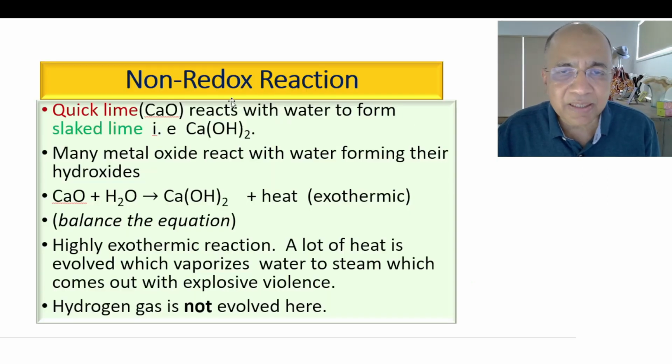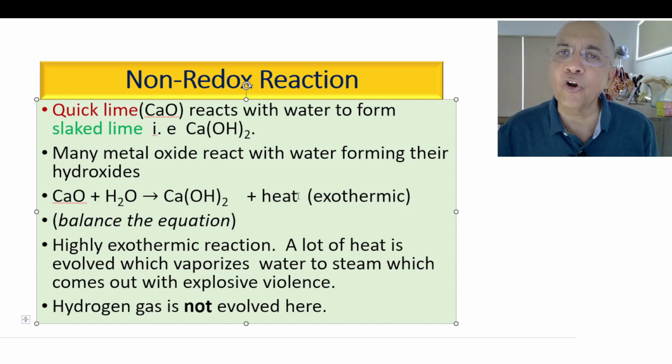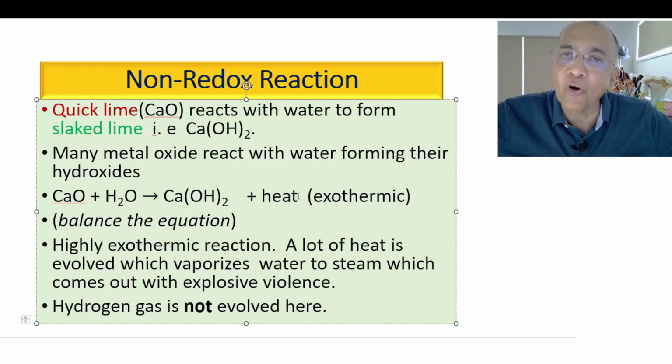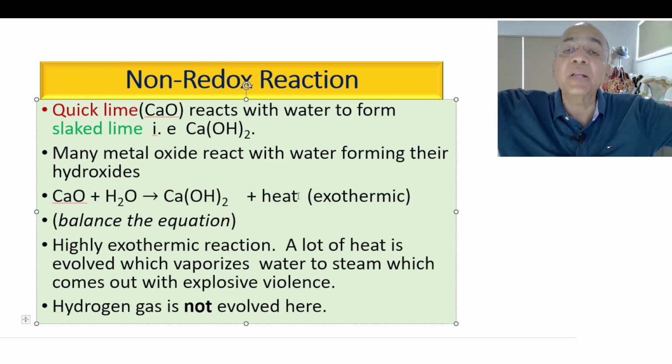But we shall take up another example, of a non-redox reaction, where quicklime, which is calcium oxide, reacts with water and forms calcium hydroxide. Simply, the oxide changes to hydroxide. When it dissolves, it reacts with water and the formula changes. Calcium oxide becomes calcium hydroxide. And it is a highly exothermic reaction. A lot of heat will be involved. You will find so much heat that the water will boil, so bubbles of water vapor will come out.